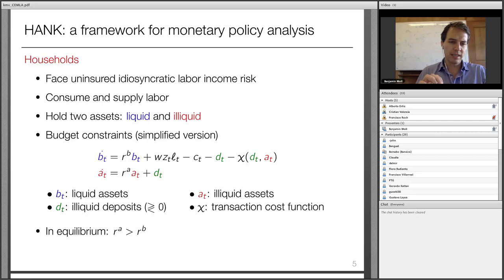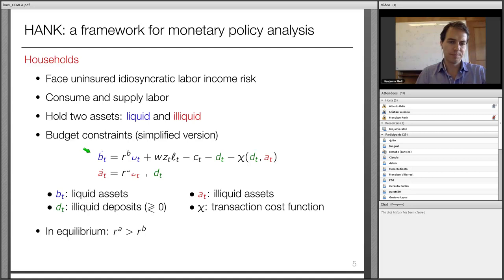So the key important thing is that there are these two assets: liquid assets, which we denote by b, and illiquid assets, which we denote by a. Let's focus on the first constraint, the evolution of the liquid assets b. That equation says that the savings in liquid assets are your interest income on liquid assets plus your labor income minus consumption. The labor income consists of a wage, then your idiosyncratic labor productivity, z, and then your labor supply, l. Z is going to be the governing stuff later. That's the underlying risk in the economy that drives things, just to be clear.